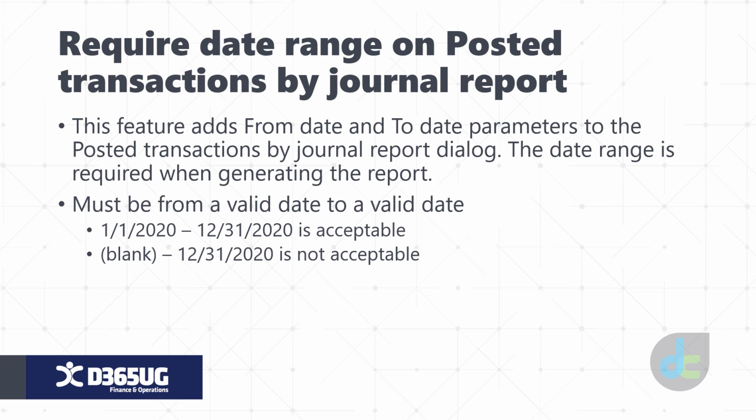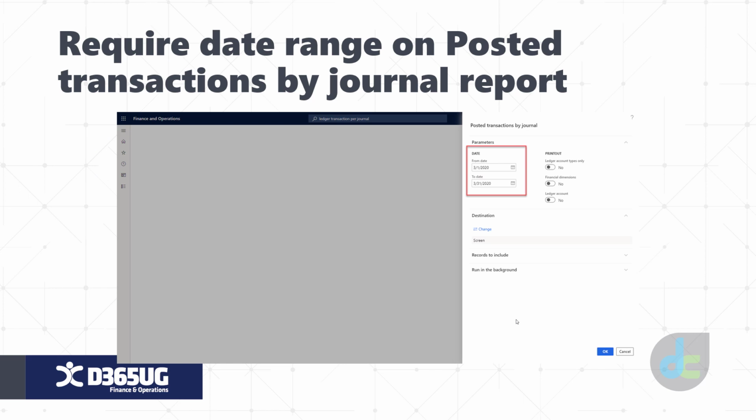Next is the posted transactions by journal report. This feature allows you to specify dates on the report. And just as a call out, when you turn this feature on, you then have to specify dates for that report. You can no longer run it wide open. You have to specify a to and a from date, like 1/1/2020 to 12/31/2020, but you can't run it from beginning of time to 12/31/2020. And this is what that enhanced report looks like with this feature on.